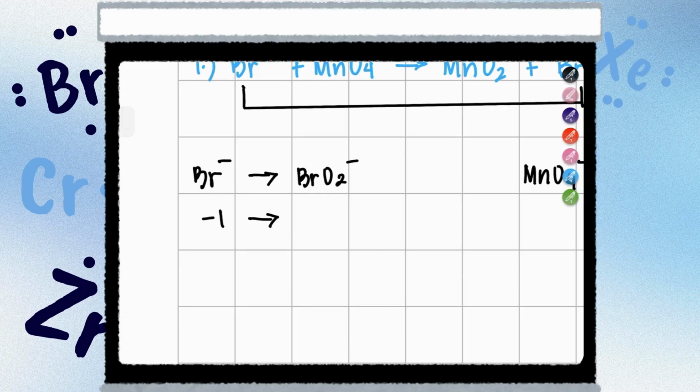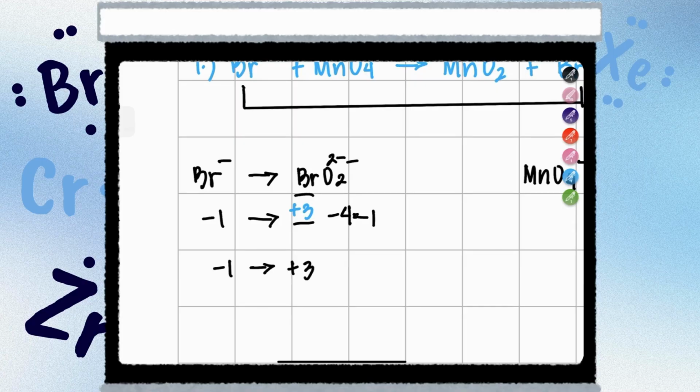So we have to compute for the oxidation number of bromine. This compound equals to negative 1, since it has this negative charge. And we all know that oxygen has negative 2 charge. So negative 2 times 2 is negative 4. Now we're looking for bromine. So what should we add to negative 4 in order to get negative 1? So it is positive 3. So now we have negative 1 going to positive 3.